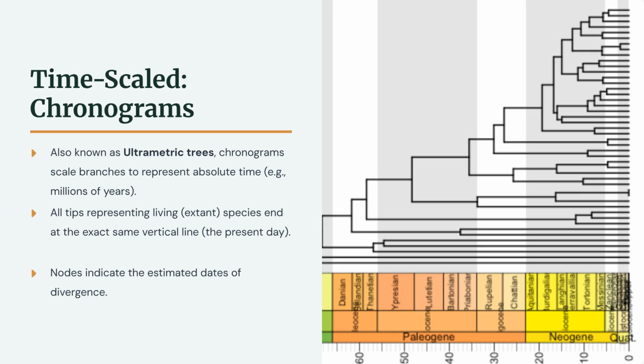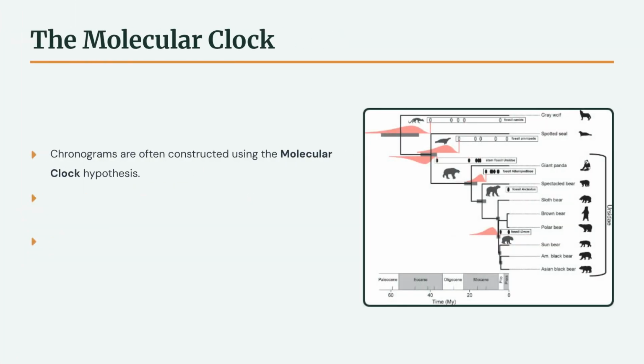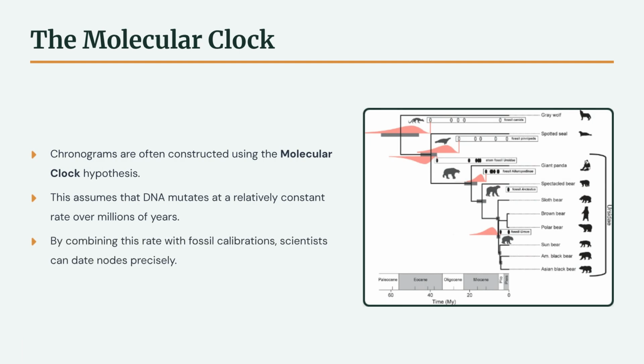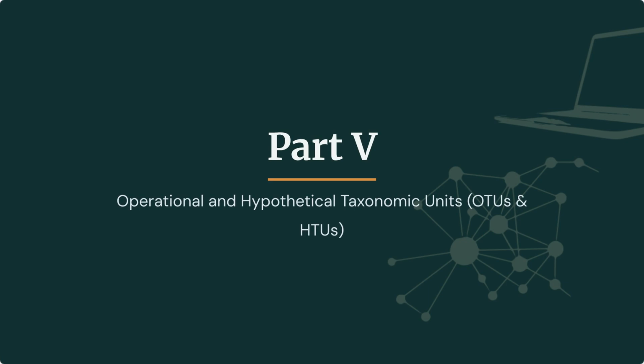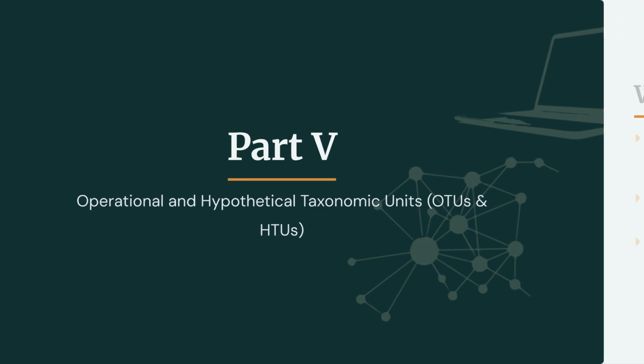Chronograms are time-scaled trees, also known as ultrametric trees. Branches are scaled to represent absolute time, such as millions of years, and tips representing living species align at the present day. Chronograms often use the molecular clock hypothesis, assuming DNA mutates at a constant rate. By combining this rate with fossil evidence, scientists can precisely date the divergence nodes. Moving on to part 5, we will discuss operational and hypothetical taxonomic units, known as OTUs and HTUs.